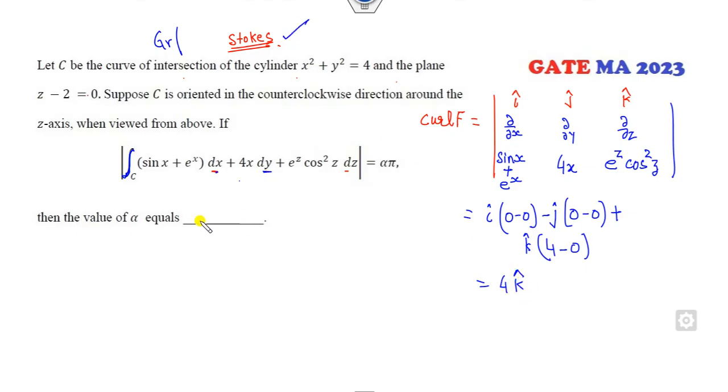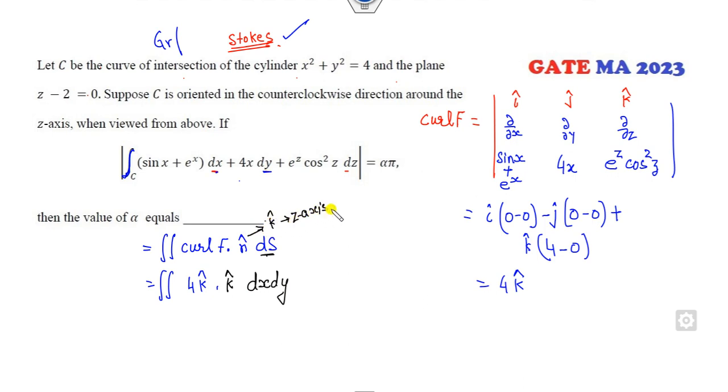So by using the Stokes theorem, this will be my curl of f dot n cap into ds. The curl of f is 4 k cap. What is my n cap? N cap is again my k cap, which is the z axis, so ds will be dx into dy. This is a double integration of 4 k cap dot k cap.